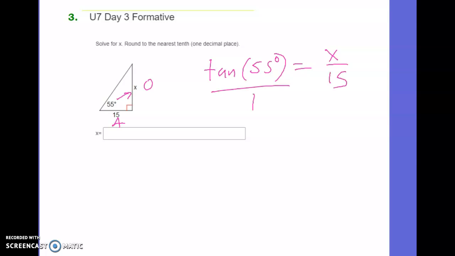Now this is like a proportion that you would cross multiply and solve. So you get 15 times the tangent of 55 degrees should be x. Take out your calculator and it says round to one decimal place, you get 21.4.